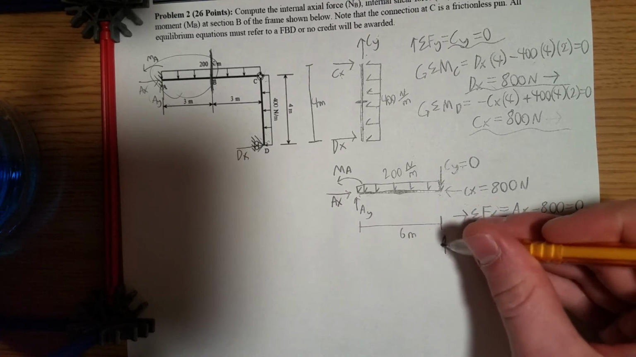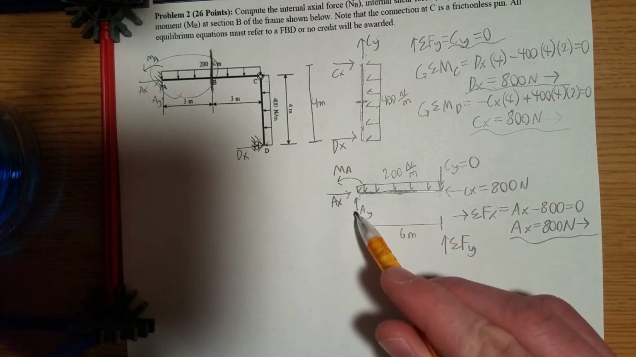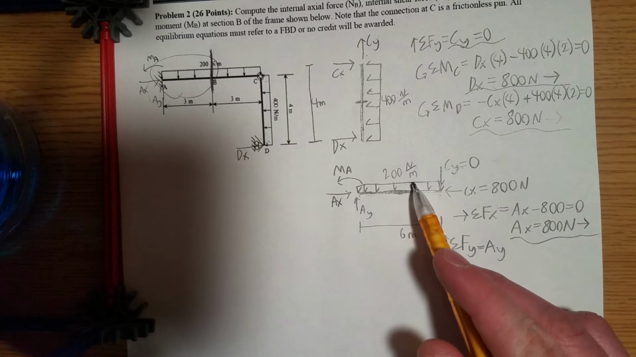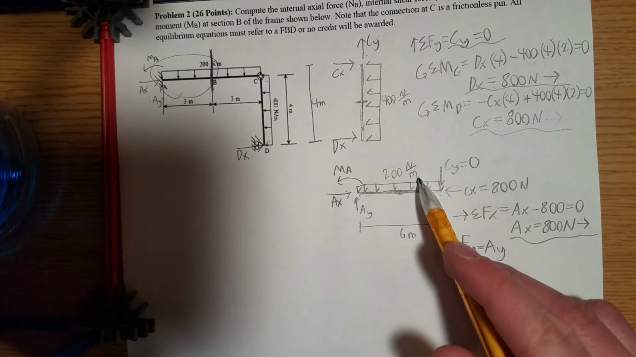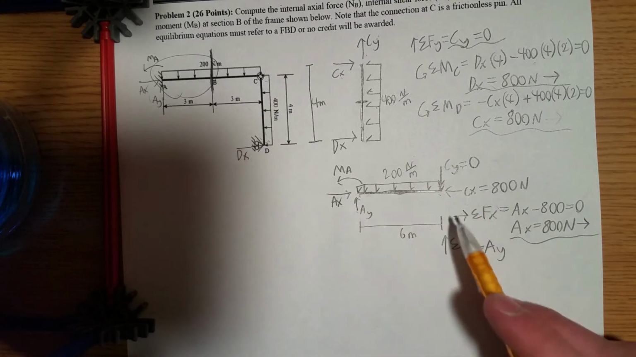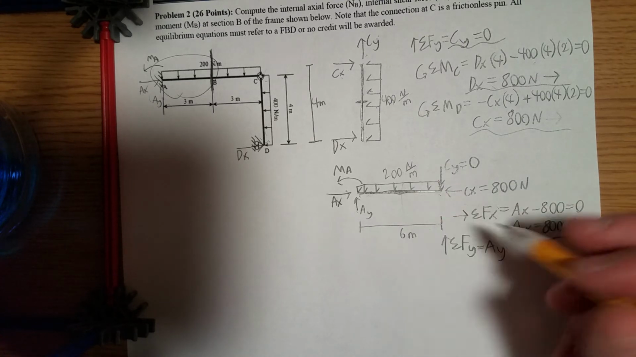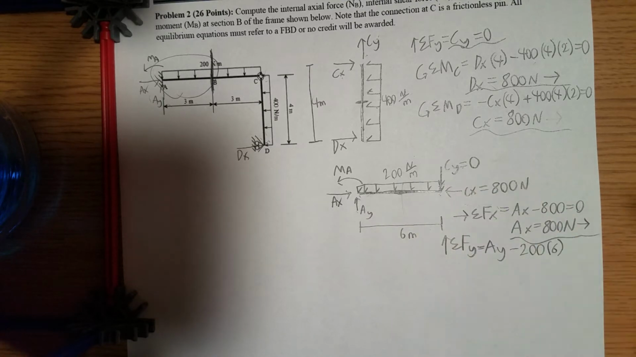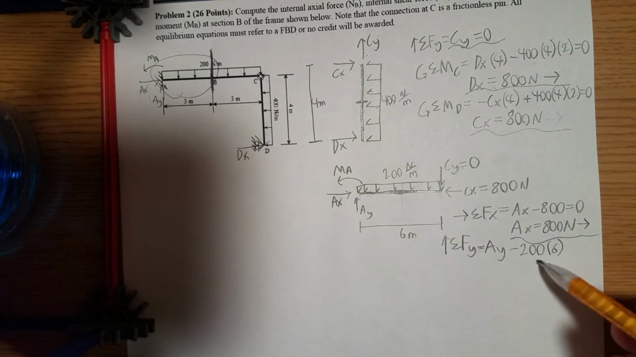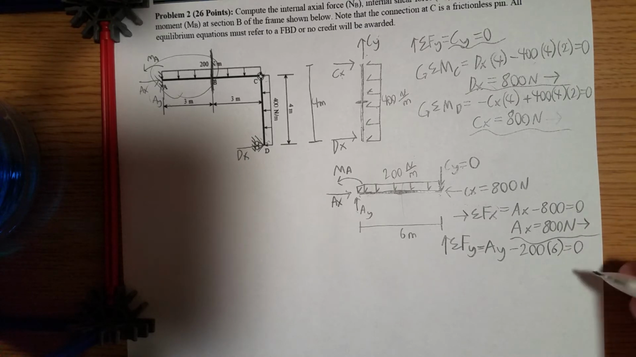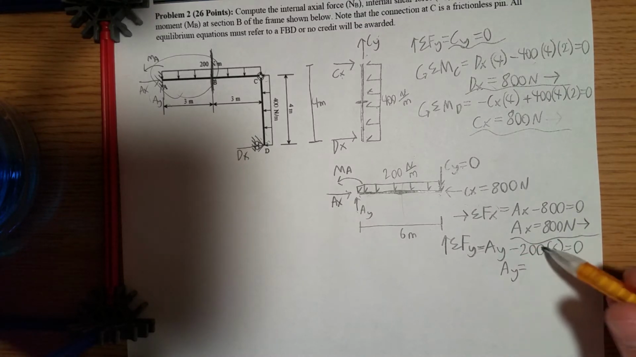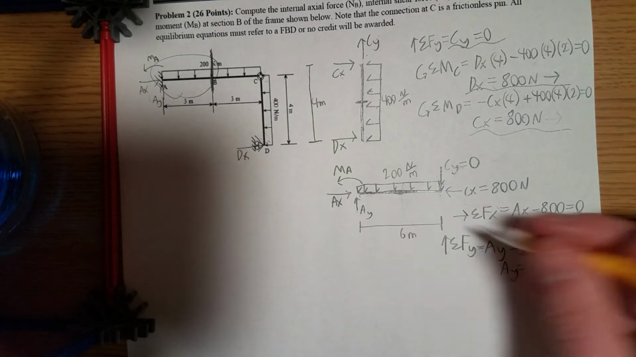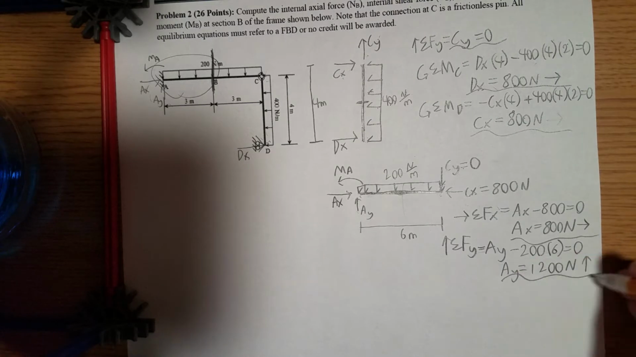Next we can sum the forces in the Y because we only have one unknown there. That's going to be equal to AY, and then we've got the 200 newtons per meter going the entire 6 meters. And it's going down, so minus 200 times 6. And then CY is equal to 0, so these are really the only two forces in that direction. We set that equal to 0. Therefore, AY is going to be equal to 1200 newtons. And it's positive, so it would be going upward with how we predicted it.